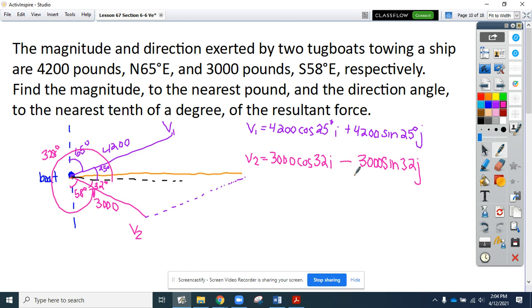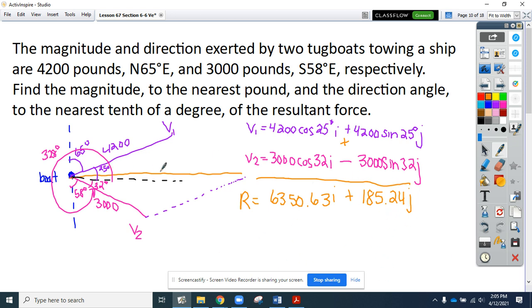All right. So what am I doing now to find this resultant? To find the resultant, I am adding these two together. So I went ahead and I kept it exact. So I'm just going to type in 4,200 cosine of 25, 3,000 cosine of 32, adding them together. And I'm going to get that my resultant is 6,350.63 in my I direction. I'm going to do the same thing for the J's, and I'm going to get 185.24 J. That's my resultant vector.